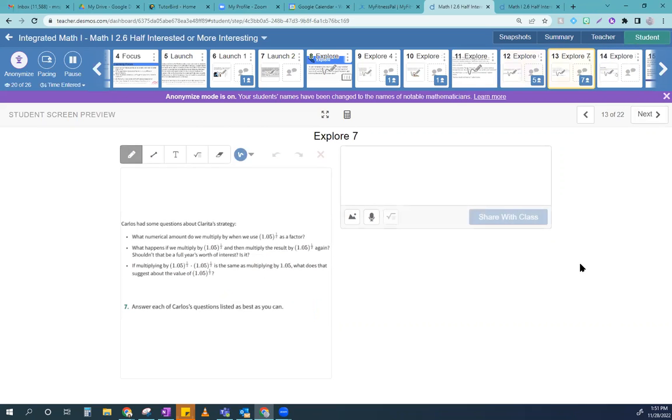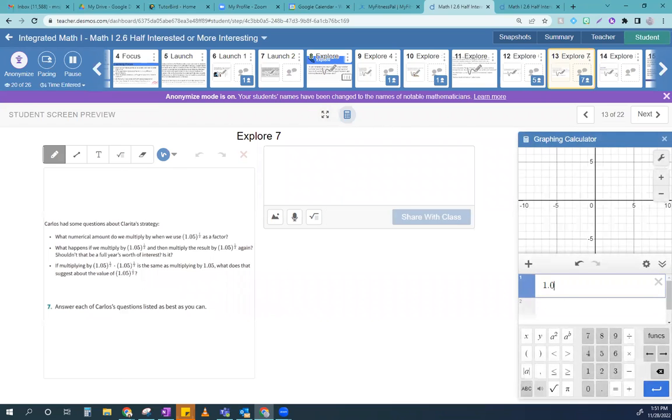Okay. So this one says Carlos had some questions. So what numerical amount do we multiply by when we use 1.05 to the 1/2 as a factor? So what number does that represent? What number is 1.05 to the 1/2? What does that number mean?